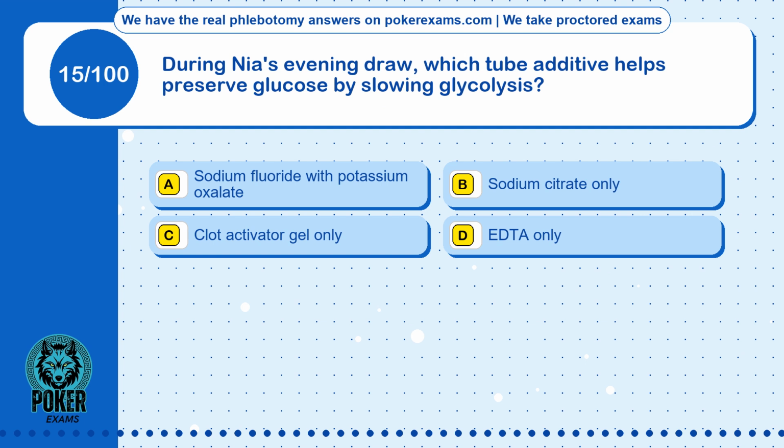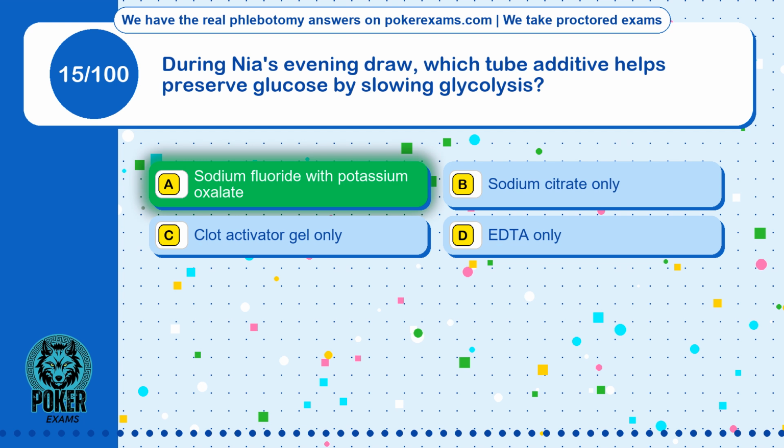Question 15. During NIA's evening draw, which tube additive helps preserve glucose by slowing glycolysis? Option A, sodium fluoride with potassium oxalate. Option B, sodium citrate only. Option C, clot activator gel only. Option D, EDTA only. The correct answer is option A.